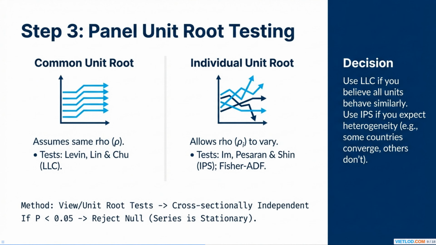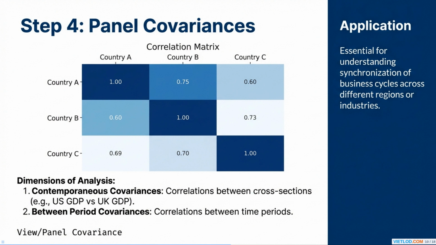Use LLC if you believe all units in your panel behave similarly, for example, highly integrated economies. Use IPS if you expect heterogeneity, for example, some countries converge, others don't, or a mix of developed and developing nations. To perform these tests, you typically navigate to View, Unit Root Tests in software like EViews and select cross-sectionally independent methods if you've already confirmed no cross-section dependence. The null hypothesis for these tests is that a unit root exists, meaning the series is non-stationary. If your p-value is less than 0.05, you reject the null, concluding that the series is stationary.